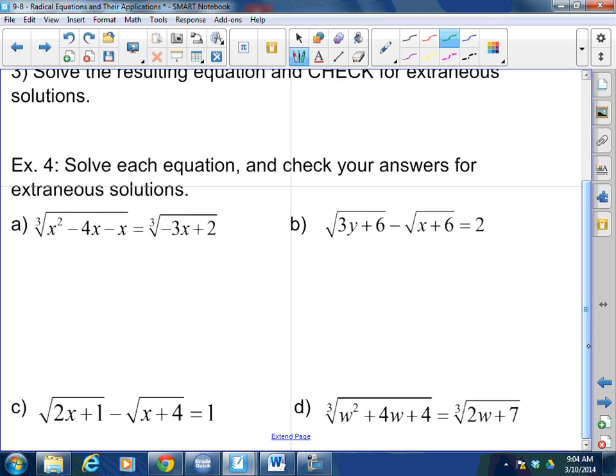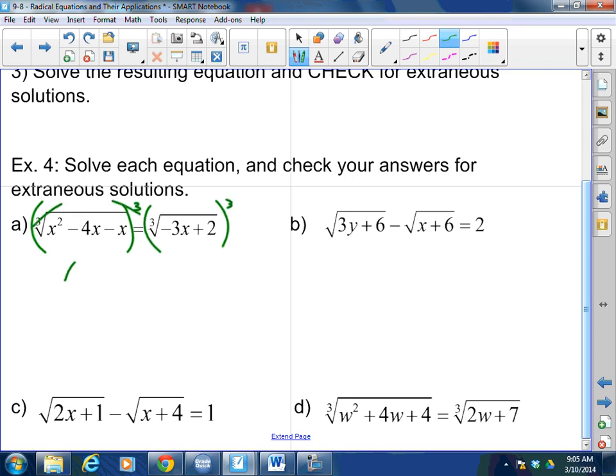So this actually is not too bad. I've got a cube root and it equals another cube root. So I already have them both individually on their separate sides. Let's get rid of this cube root. How do I do that? Cube it.